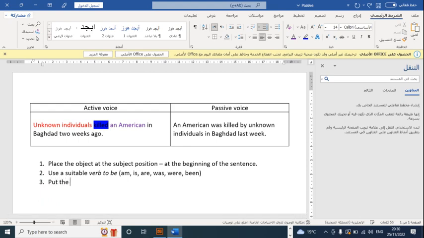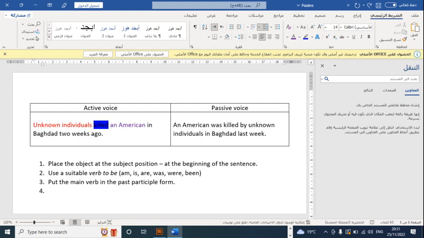Put the main verb in the past participle form. We put the main verb in the passive form, in the third form of the verb.